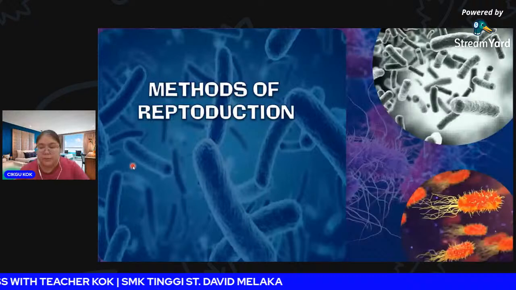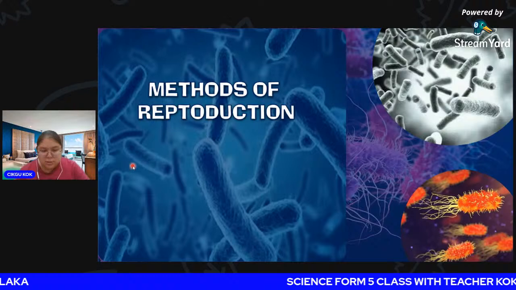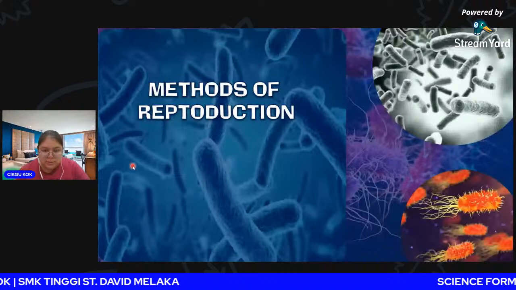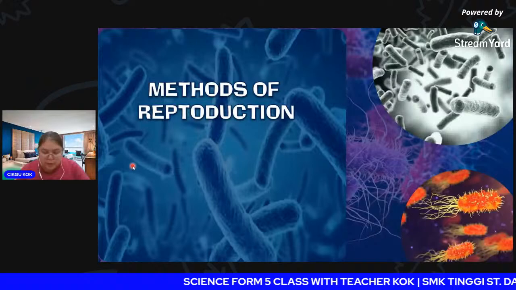Budding. Budding is not a type, budding is an example. So Jala, try again. Budding is under what? You have two types. Budding is one of the types of reproduction, and another is conjugation. So I want you to say which type budding is under.